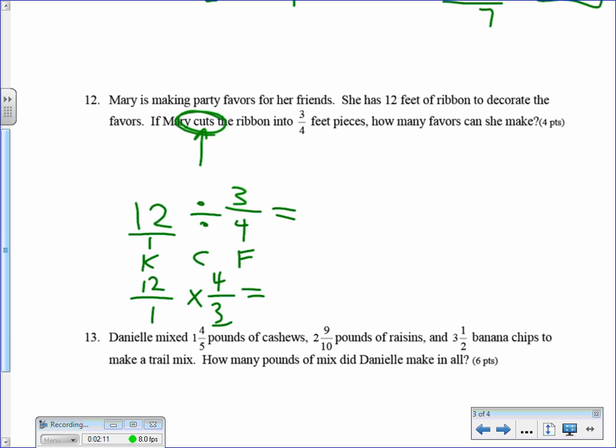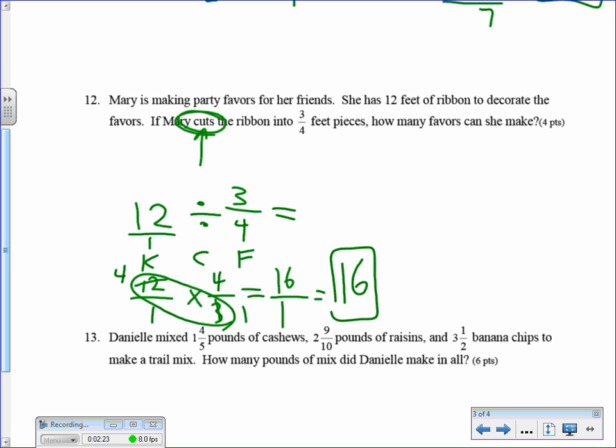I like to cross simplify. 3 goes into itself once. 3 goes into 12 4 times. 4 times 4 is 16. 1 times 1 is 1. 16 over 1 equals 16. Party favors. If you did it without cross simplifying, you get 48 over 3, which when you do it, 48 divided by 3 is, big surprise, 16.